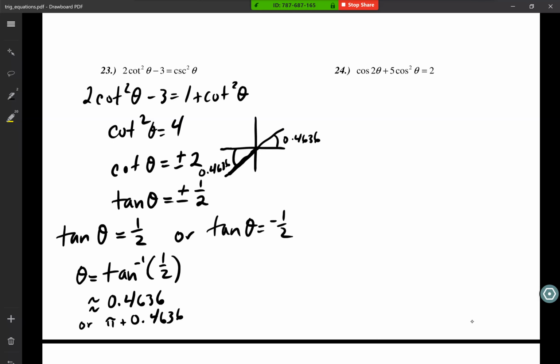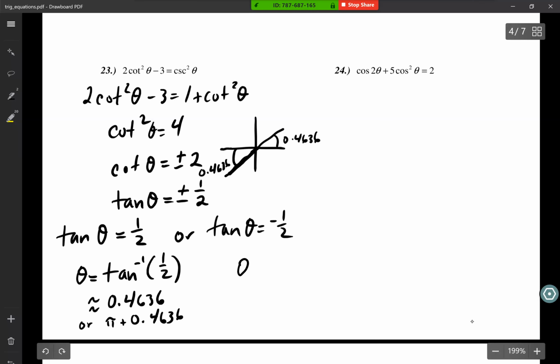If you want the general solution, you would add multiples of pi to each of these. So you would do plus n pi. I'm just concentrating on finding the ones in 0 to 2 pi right now. So this one's in quadrant 1. This one's in quadrant 3. Everybody okay with that so far? Okay. All right, let's look at the other one.